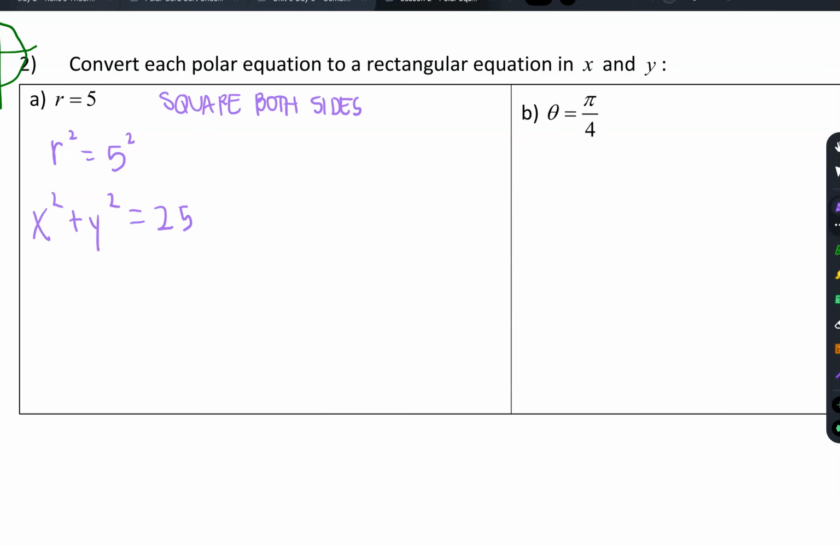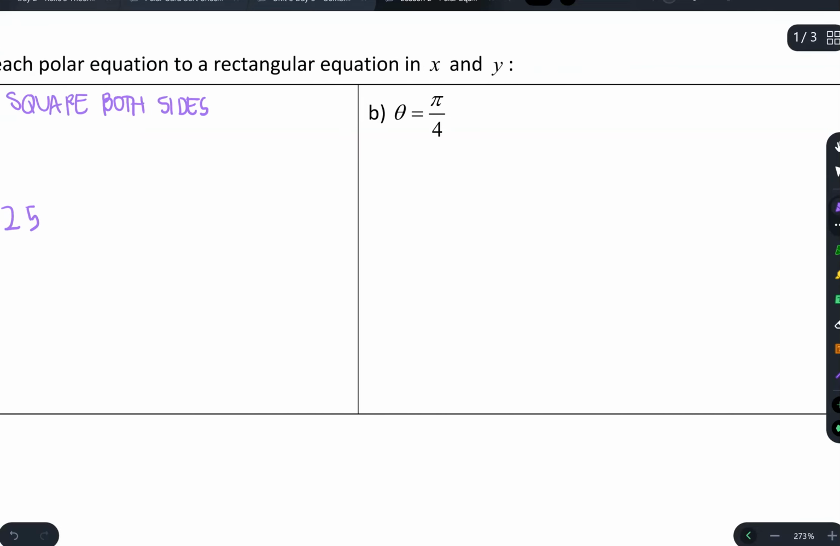Okay. All right, so let's look at B. So B, I've got theta is going to be equal to pi over 4. So on the polar, that is going to be pi over 4. So pi over 4 is like this. It's a straight line. So here is pi over 4. And we don't have a radius. We just have our pi over 4.